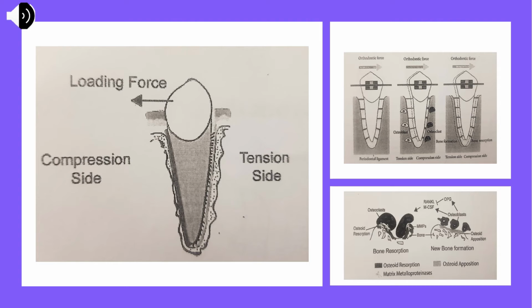As pressure is put against the alveolar bone, cells known as osteoclasts eat away at the alveolar bone, and on the tension side where the gap is being created, cells known as osteoblasts would remodel the bone in order to fill in that space. Further reading would be needed in order to better understand this whole process.